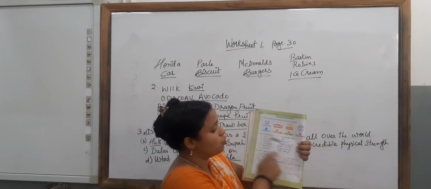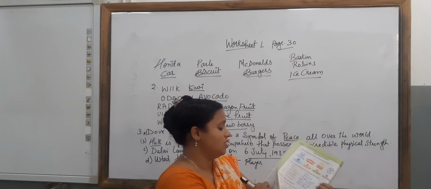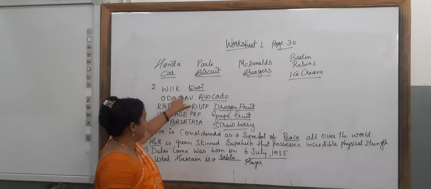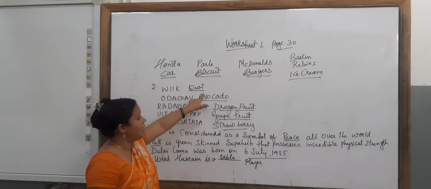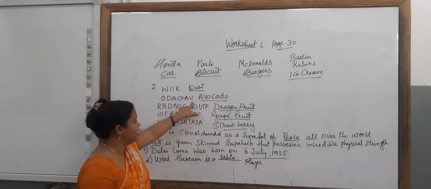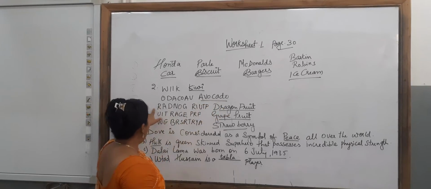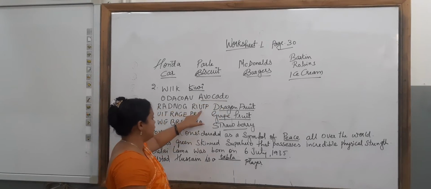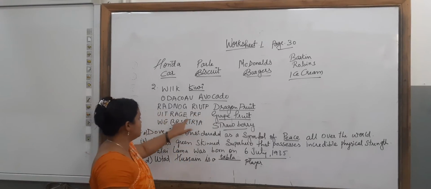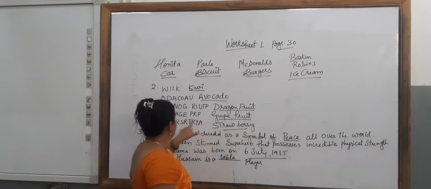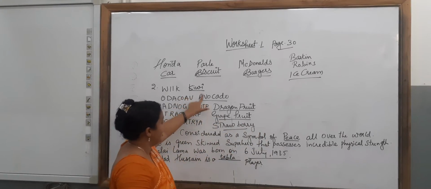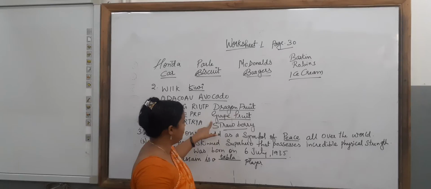Unscramble the names of the following superfruits. We have already learned superfruits. So you have to answer number one. W-I-I-K. So the answer is K-I-W-I. Kiwi. O-D-A-C-O-A-V. Avocado. Okay. R-A-D-N-O-G-R-I-U-T-F. It is dragon fruit. This is grapefruit. Again, this one is strawberry. Okay. Once again, I'll do it. Kiwi, avocado, dragon fruit, grapefruit, strawberry.